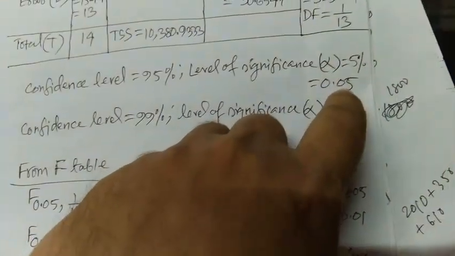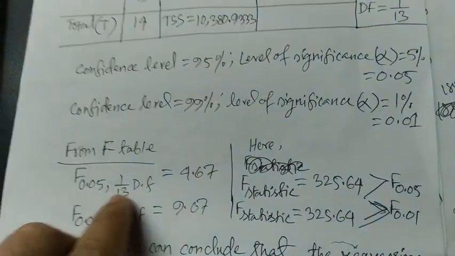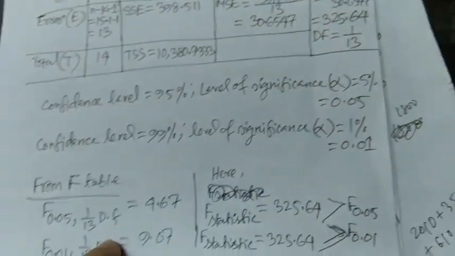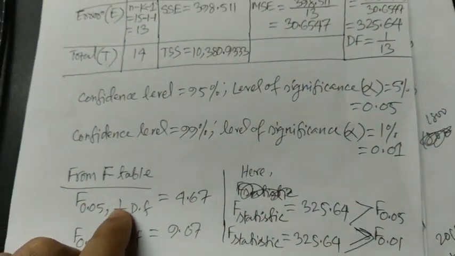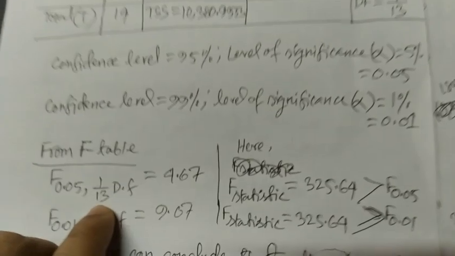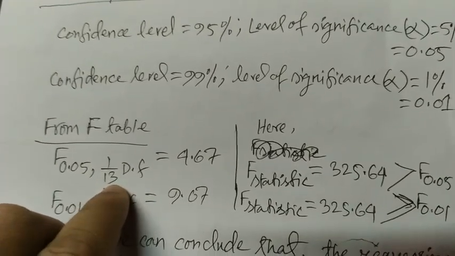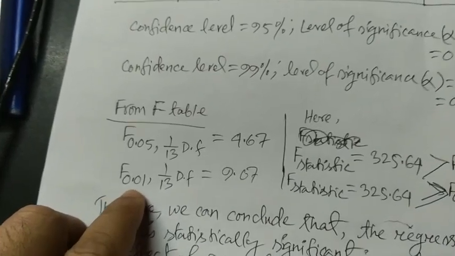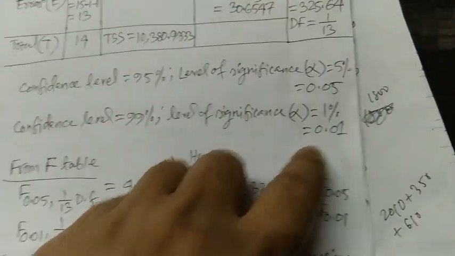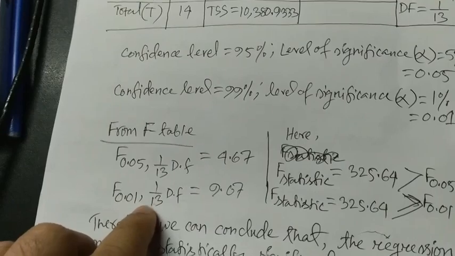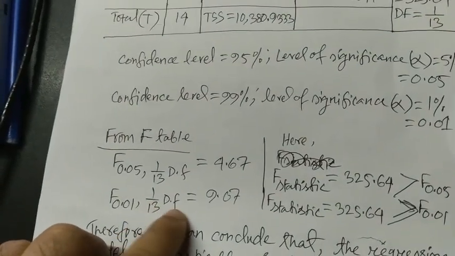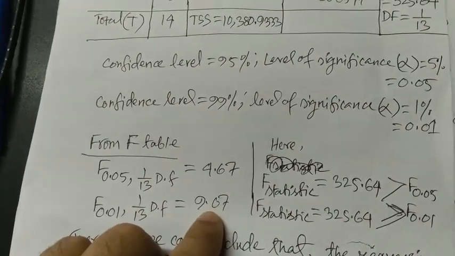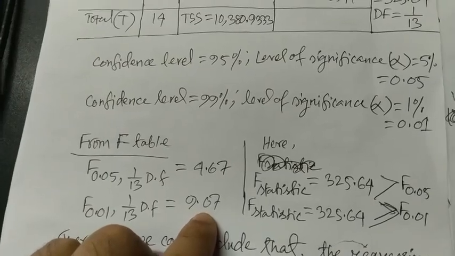So F for alpha 0.05 and degrees of freedom 1 by 13. That means numerator degrees of freedom is 1 and 13 is denominator degrees of freedom. If you get the value from the table, this is 4.67. Again, if you use alpha as 0.01 and the same 1 by 13 degrees of freedom, from the F table this is 9.07.